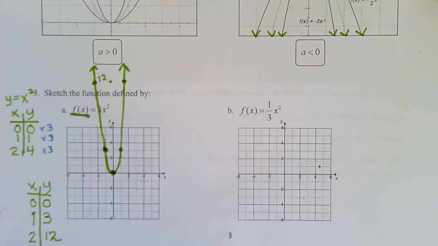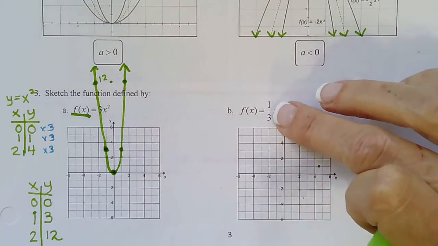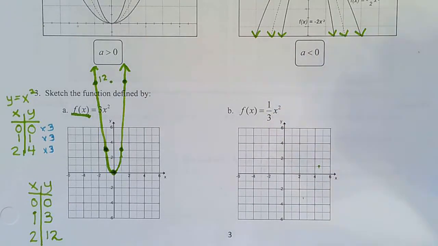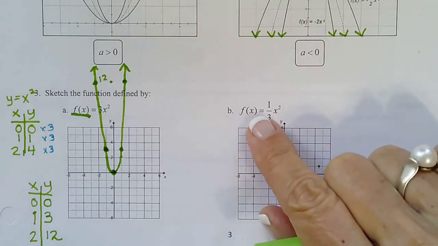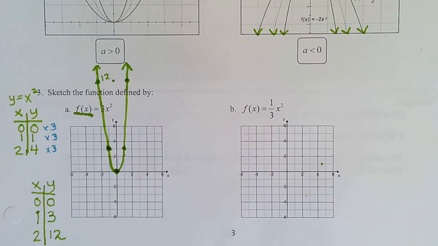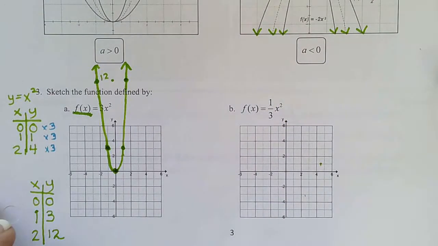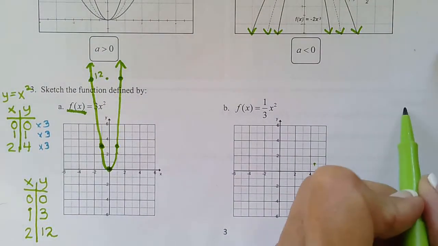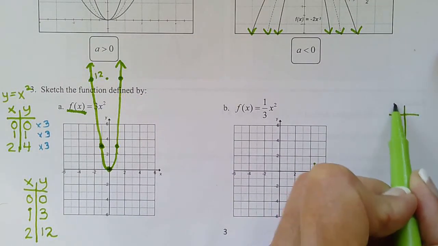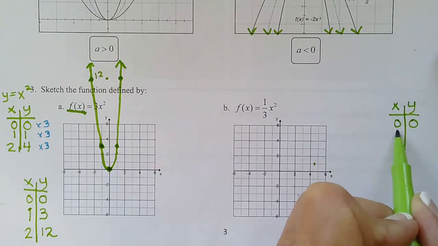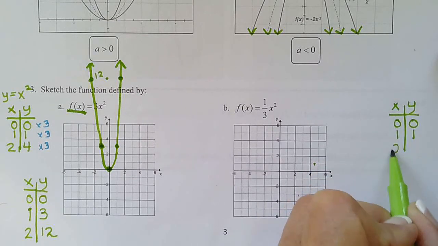So our next one should be thinner, right? Excuse me. Should be wider, because y is 1/3 times larger. Well, 1/3 of something makes it smaller. So do the same thing. I'll do these two, and then I'll let you practice on 2. So I like to have my regular t-table here: 0, 0, 1, 1, 2, 4.